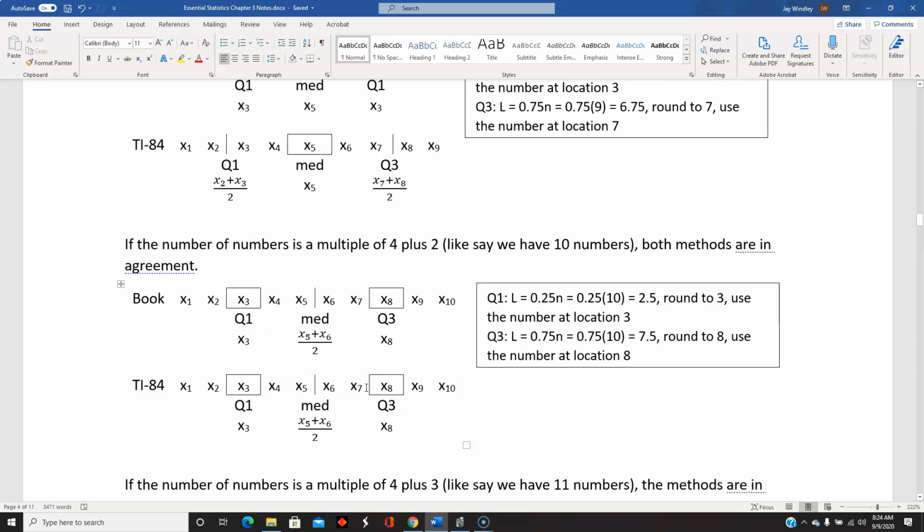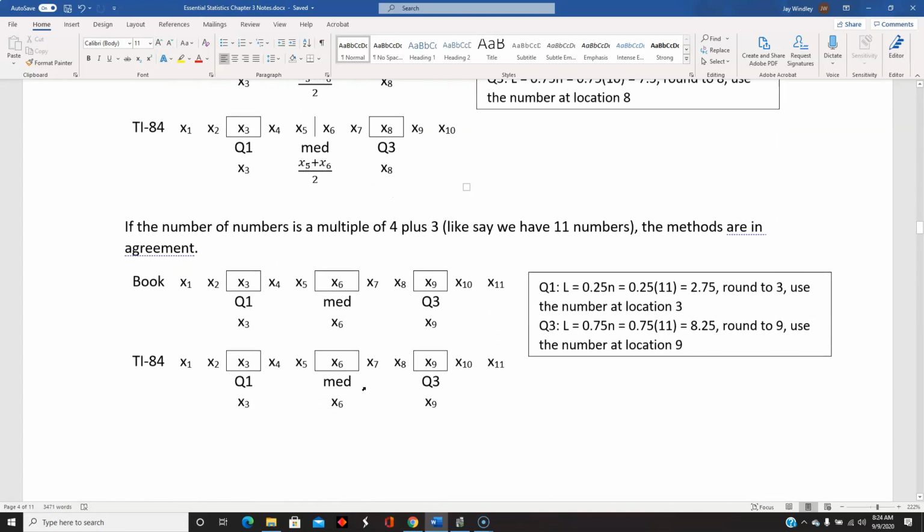The last one we should look at is if the number of numbers is a multiple of 4 plus 3, like say 11, because 11 is 8 plus 3. If we go one more, we'll be at 12, and we would be at a multiple of 4 again. So a multiple of 4 plus 3, like 8 plus 3 is 11. So now we've got the 11 numbers lined up.